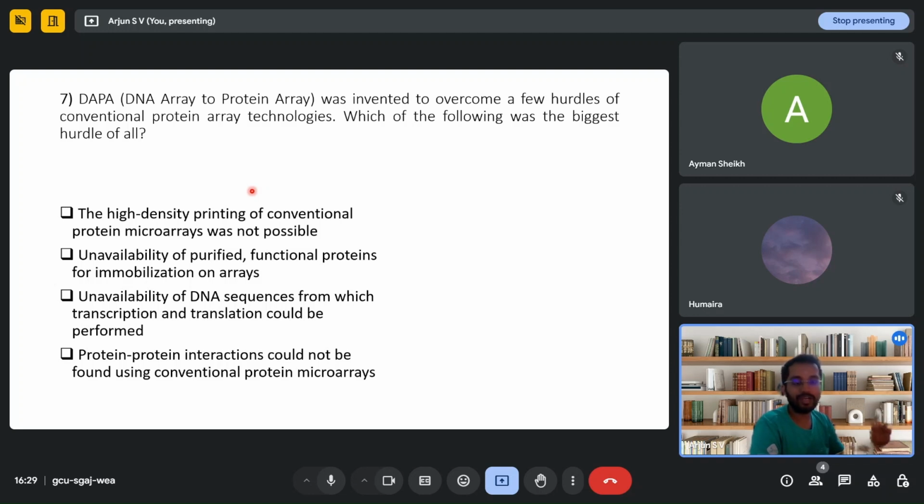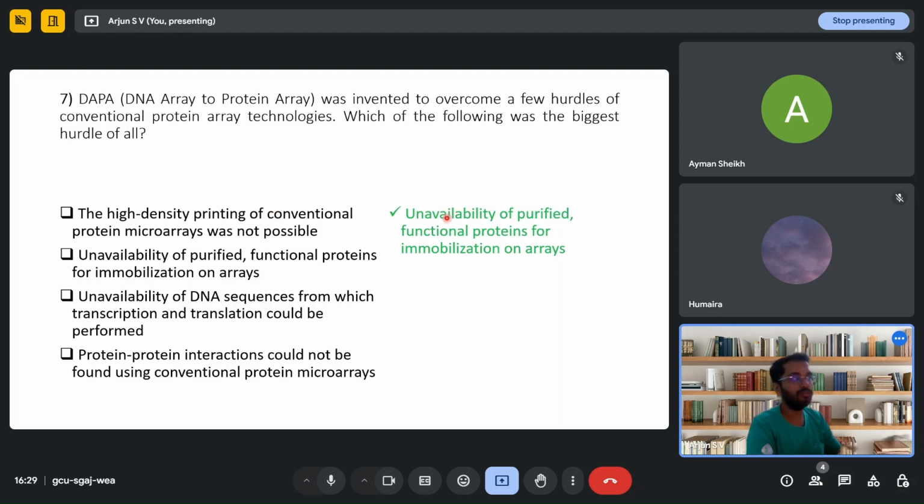The biggest challenge was to identify and purify proteins to be used on the arrays. So what this DNA to protein array did was provide a platform for the conversion of DNA to protein, which can be used for the microarrays. So the biggest hurdle was option number two, unavailability of purified functional proteins for immobilization on arrays.